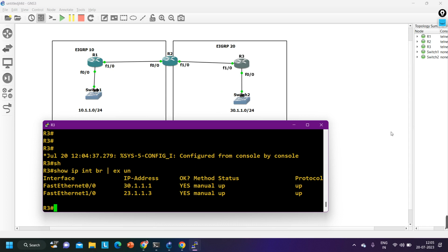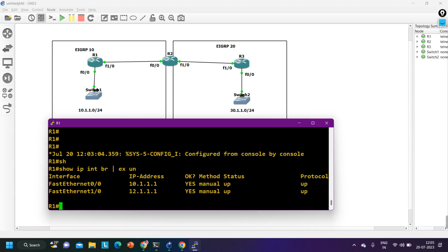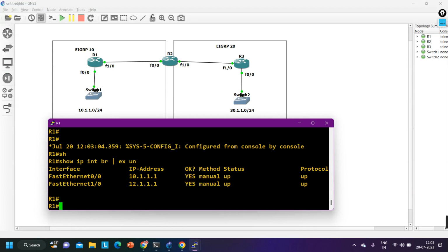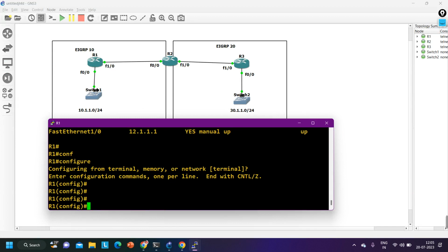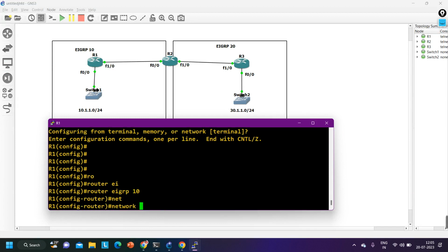So till now I have configured IP on all routers. Right? Now I am going to configure EIGRP here. We have two domains of EIGRP here, EIGRP AS number 10 and EIGRP AS number 20. All interfaces of router 1 belong to EIGRP AS number 10. So here I am going to configure router EIGRP AS number 10 and then network. Can I run the network 0.0.0.0 command here? Because all interfaces belong to the same autonomous system, I can enable EIGRP on all active interfaces by running the command network 0.0.0.0, as you already know the meaning of the network command.